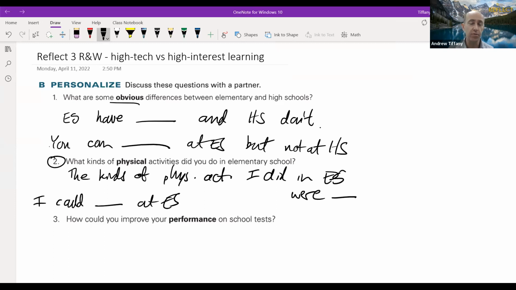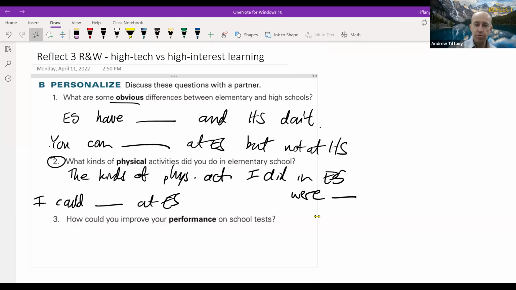And then we could do the same thing for the last one. How could you improve your performance in school tests? So in school tests, comma, I could improve my performance by ... right? So we can give our students some frames, and then once we've given them the frames, we can say, okay, great, now you've got your first kind of sentences that you can say, go and have a chat with a partner. So I've given them a little bit of scaffolding to help them into the activity. Okay, so now in the chat box, let's do the third one.